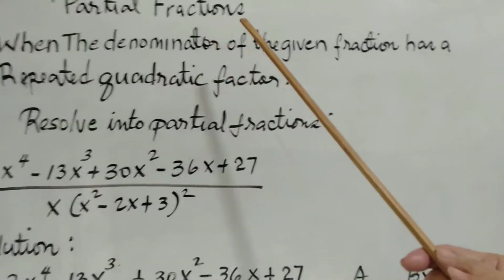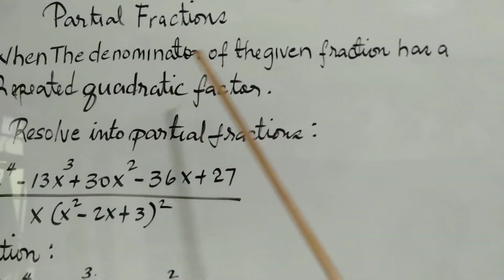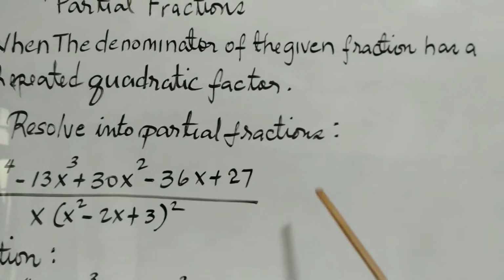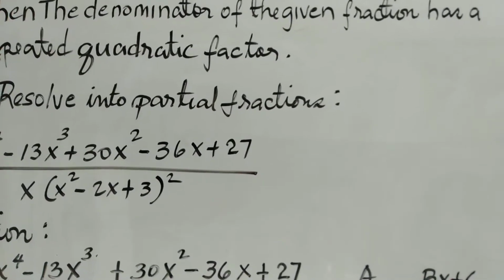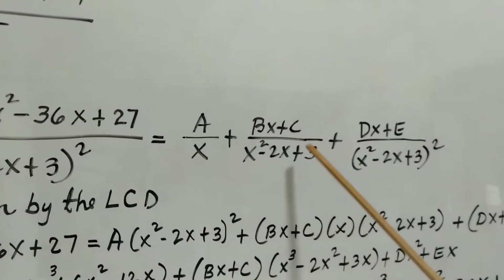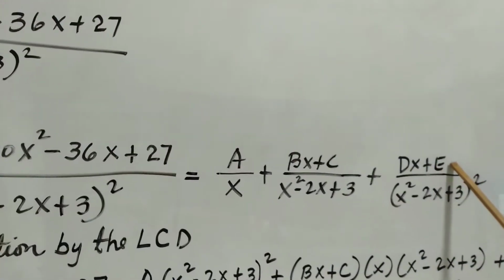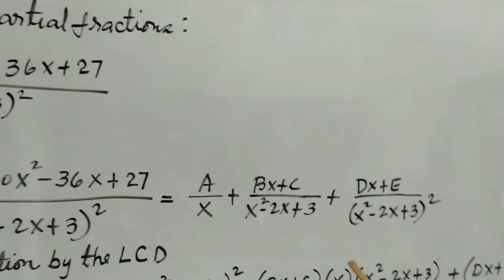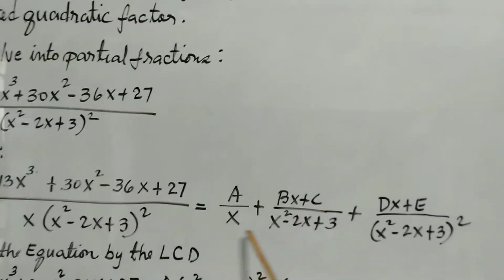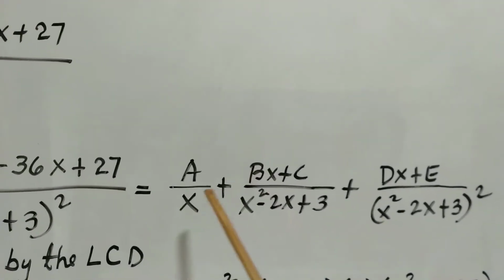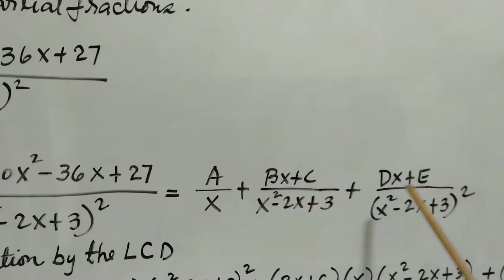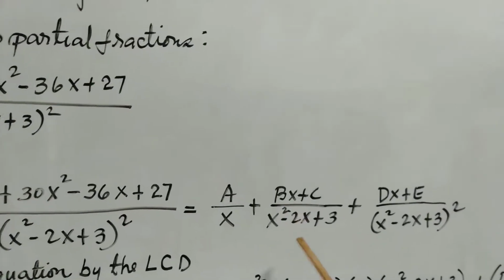Today's topic is about partial fractions, and when the denominator of the given fraction has repeated quadratic factors, we form the denominators of the corresponding partial fractions as in the case of repeated linear factors. The numerators, of course, are to be linear expressions, so these are linears, and these are the denominators. So we're going to use these partial fractions as we do in the repeated linear partial fractions.